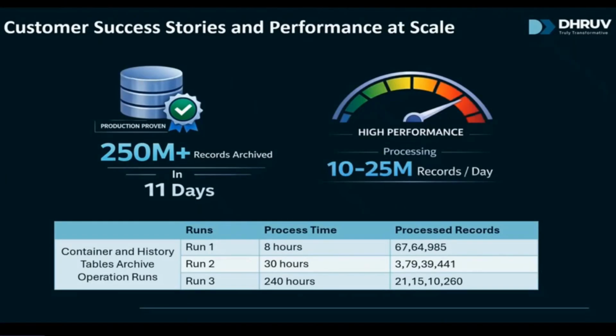Now let's look at one of the success stories from our customers who are using EmVault. EmVault successfully archived over 250 million records in 11 days across 3 runs without impacting live operations. It maintained stability, referential integrity, and production safety throughout. Depending on infrastructure and configuration, it can process 10 to 25 million records per day. This demonstrates that EmVault is built for enterprise-scale, high-performance data management.